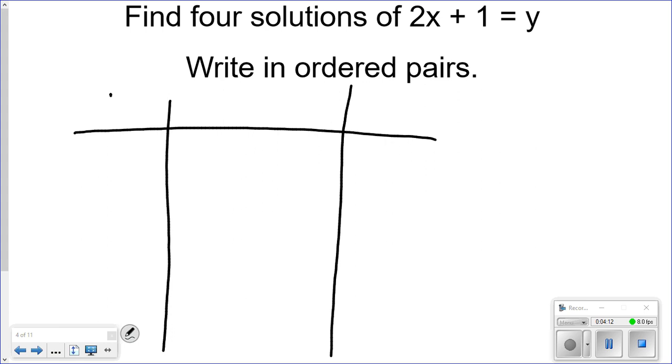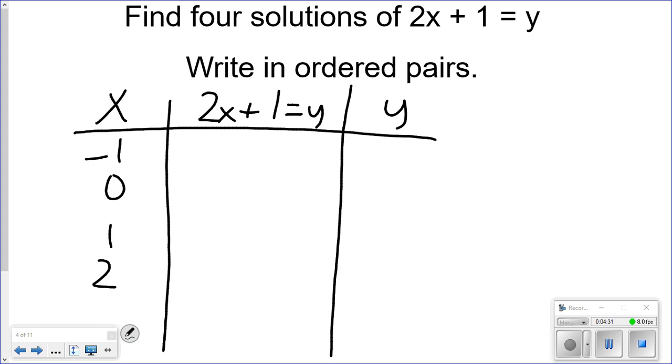So this is the X, this is your work column, and then this is your Y column. Like we talked about yesterday in the lesson, your function was your X, you're putting something in. So again, in your X, you can decide what you're going to put into that. You can do -1, 0, 1, and 2. You could do 0, 1, 2, 3.